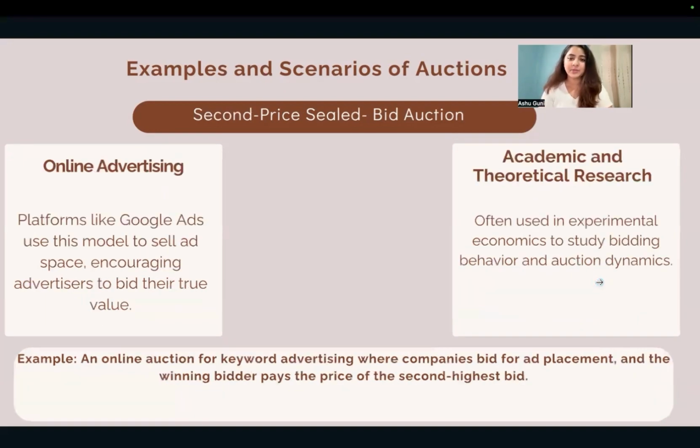In second price sealed bid auction, online advertising and academic and theoretical research can be taken as examples. In online advertising, platforms like Google Ads use this model to sell ad spaces, encouraging advertisers to bid their true value. In academic and theoretical research, it is often used in experimental economics to study bidding behavior and auction dynamics. For example, an online auction for keyword advertising, where companies bid for ad placement and the winning bidder pays the price of the second highest bid.